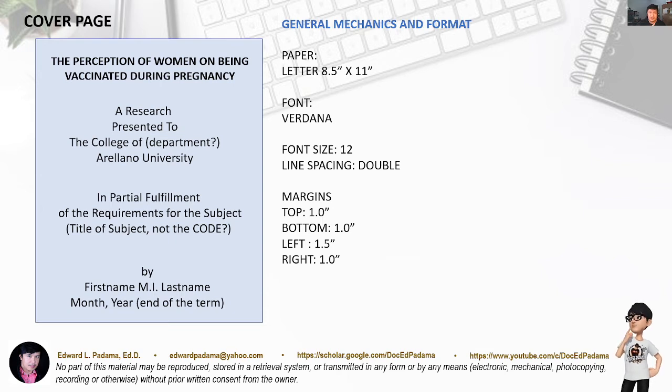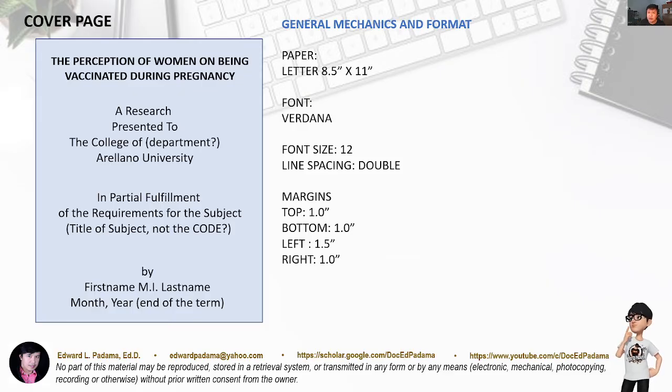So number 1, in using MS Word, set the paper to the letter size, which is 8.5 by 11. This is equivalent to a short bond paper. You may not notice you're already typing and then eventually you're using a legal or long bond paper as we call it. You have to set it immediately to a letter size or 8.5 by 11.